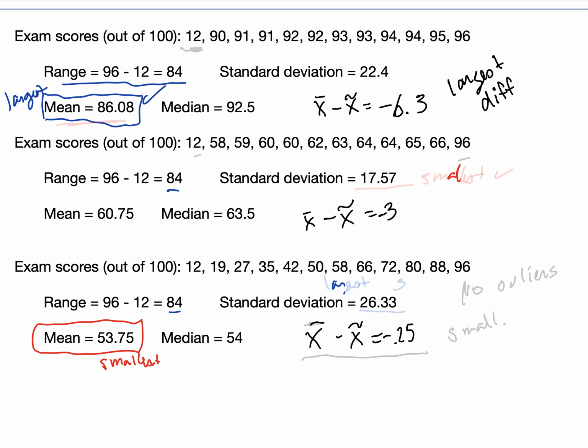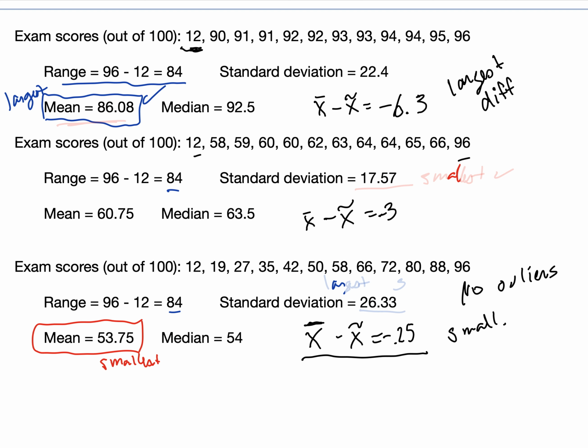You see that this small outlier of 12 is really skewing the data, whereas here, both 96 and 12 are outliers. These are each outliers, and so it's balancing that out a little bit. Although down here we see that the difference between the sample mean and the sample median is very small, and that's because the data is very evenly spread out. There are basically no outliers, and so that's why this difference is so small.